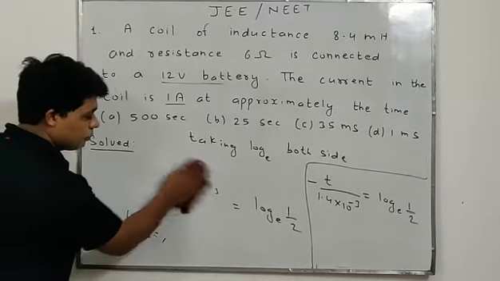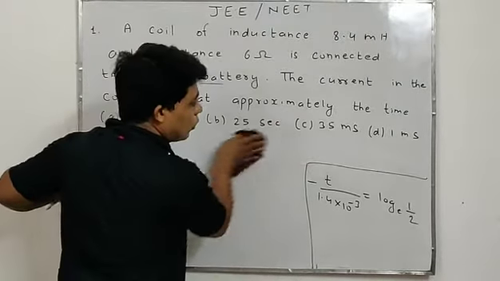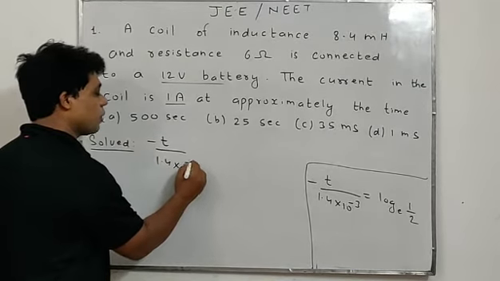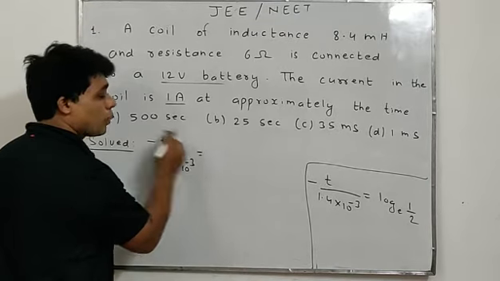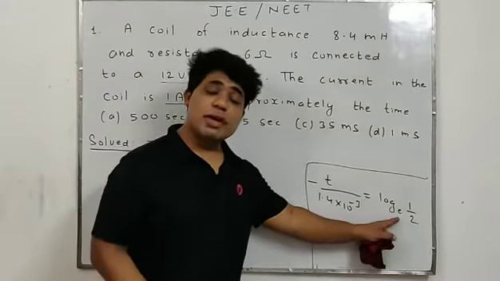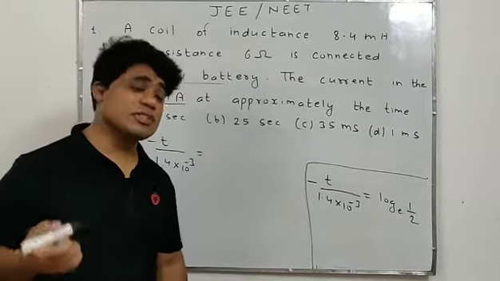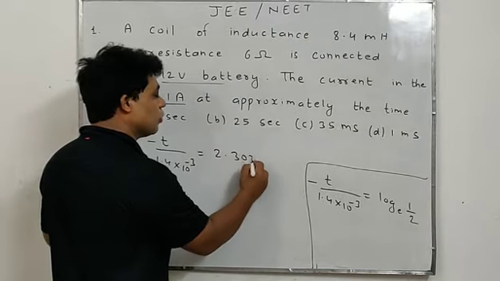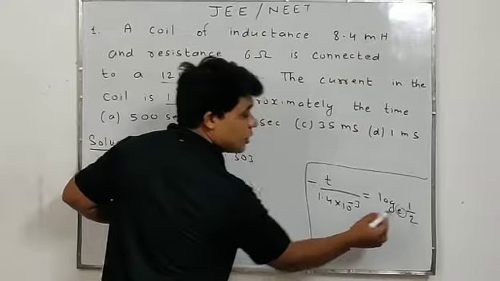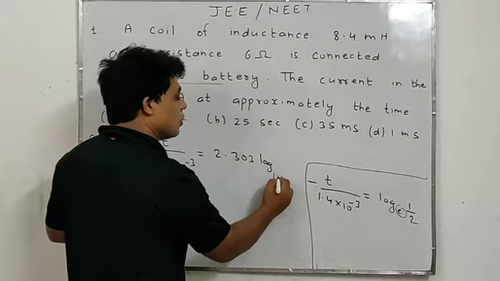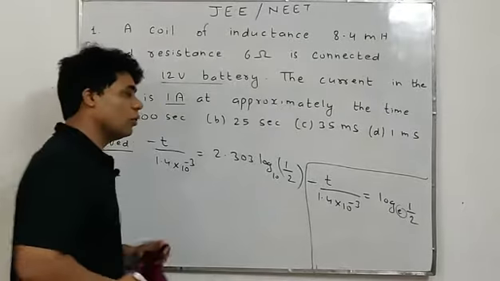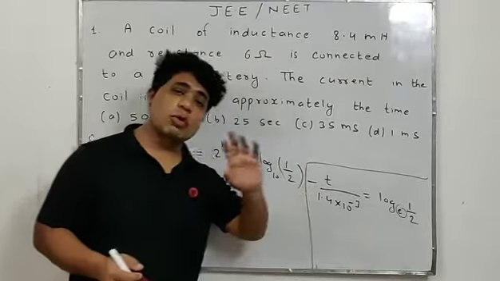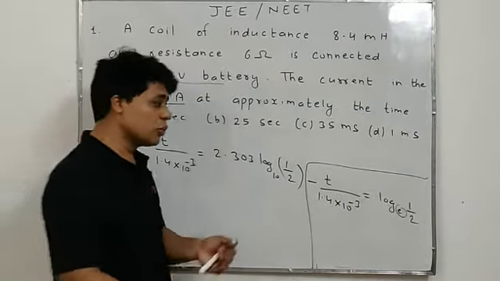Understood? Now I'm going to remove this term. Minus t by 1.4 into 10 to the power minus 3 as it is. This is a logarithm with base e. We have to convert it into decimal base. So we have to multiply by 2.303 in order to convert this logarithm base into decimal base. Now we can write log 10 half. Generally we always solve in the decimal base. In order to remove the logarithm base, we multiply with the fixed number 2.303.